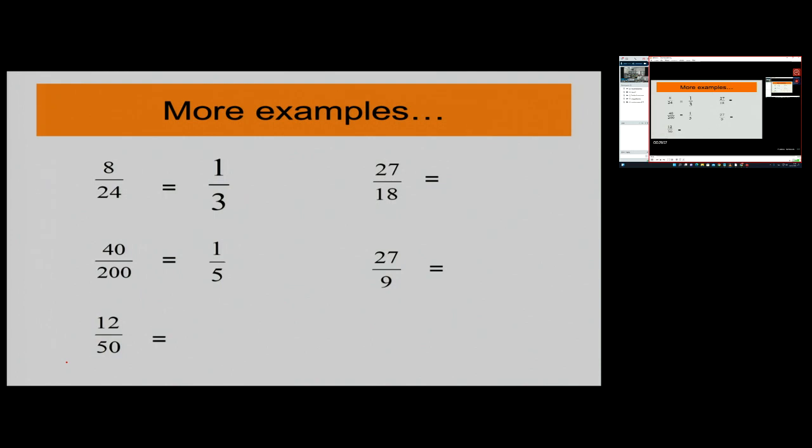How about 12 over 50? What is the simplest form? 6 over 25. How about 27 over 18? That is 3 over 2. And 27 over 9? 3 over 1. Remember, you should put 1 because we are dealing with ratio. No question? Understand?